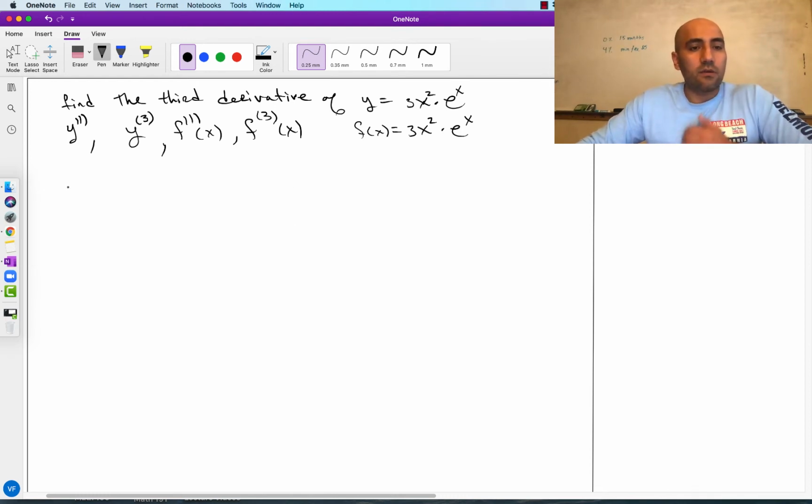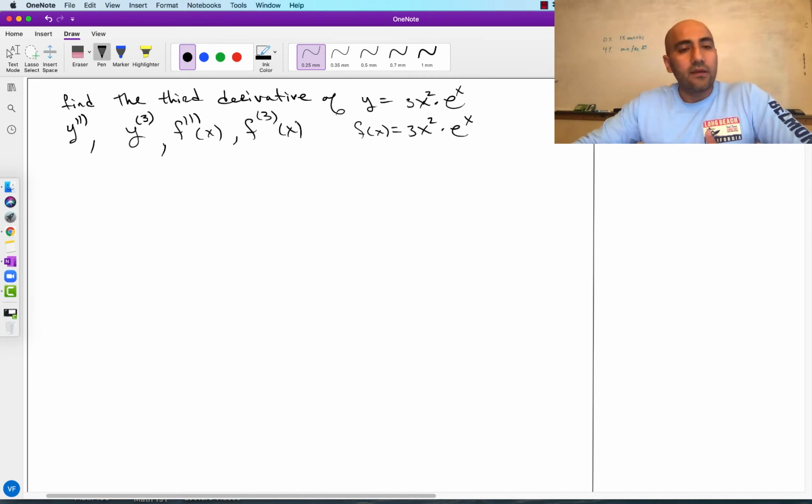All right, so let's just start with the first derivative. We have to find the first derivative so we can find the second derivative so we can find the third derivative. So even though they're just asking you for one answer, find the third derivative, we can't just jump to it. We don't have a way of skipping the first two derivatives and getting to the third derivative.